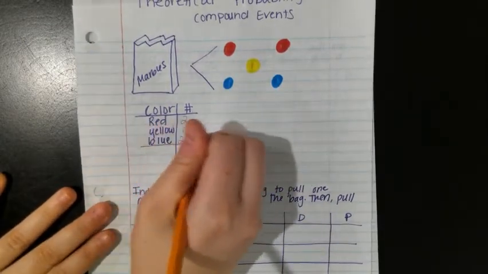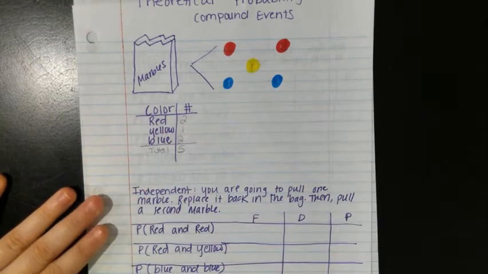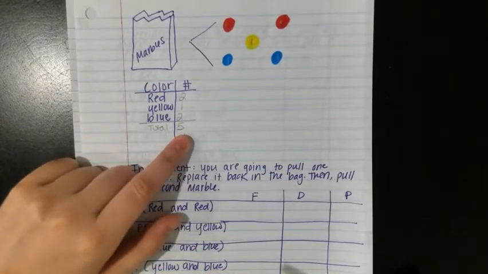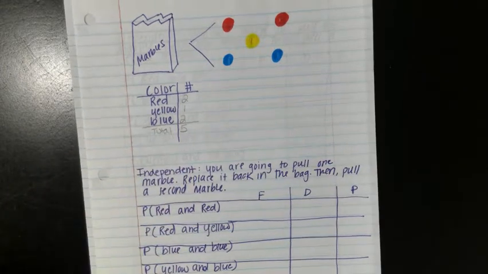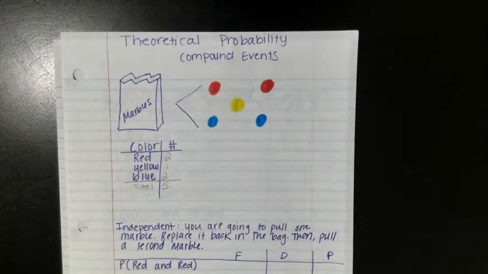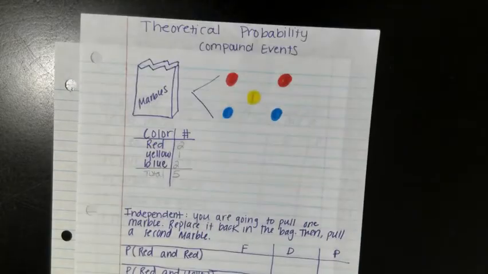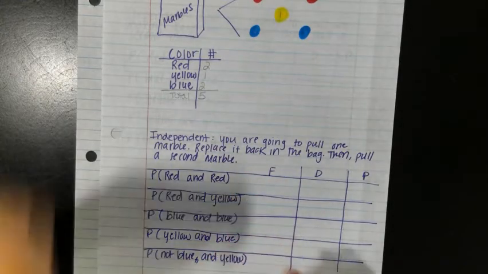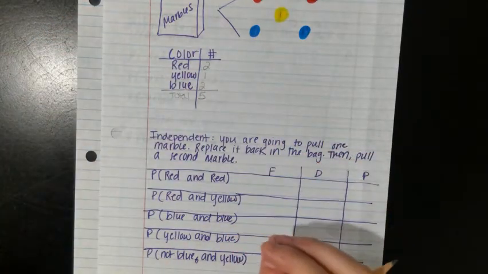We have 5 total marbles, okay? So if this was a simple event, there would be 5 possibilities. But this is a compound event. Compound means more than one thing is going on. So these are the 2 things that are going on: we're pulling a marble out of the bag, then we're going to put the marble back in the bag, and we're going to pull a second marble.